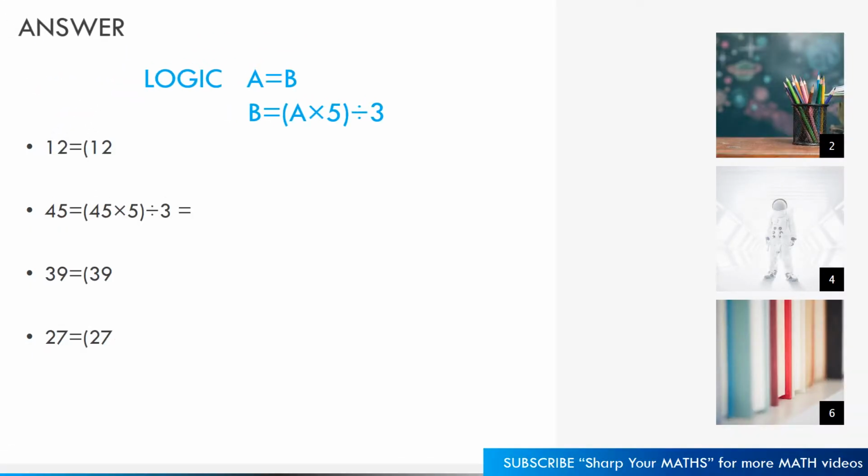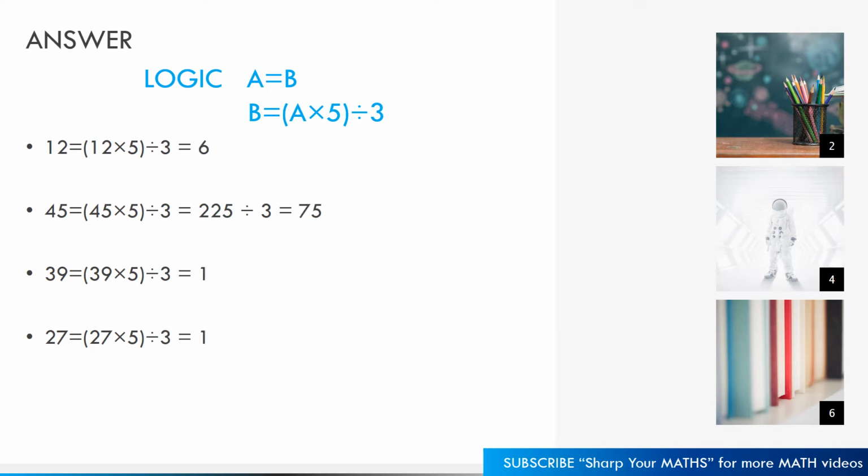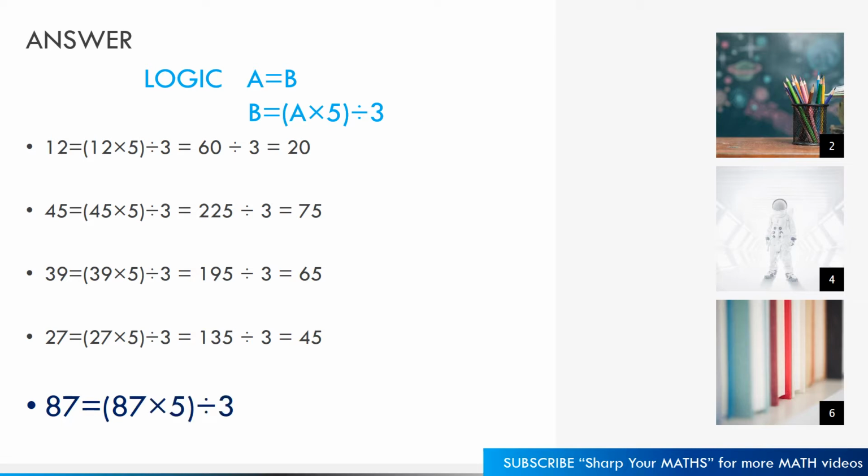The logic behind the first question is: A equal to B. To get B, multiply A by 5, then divide by 3. So the number that comes in the last line is 87 into 5 divided by 3, 145. Answer: 145.